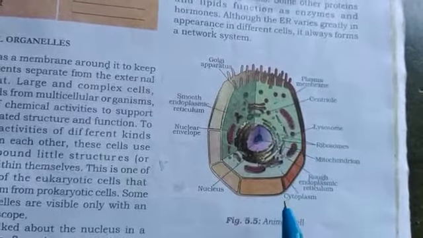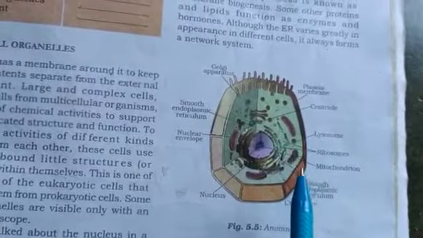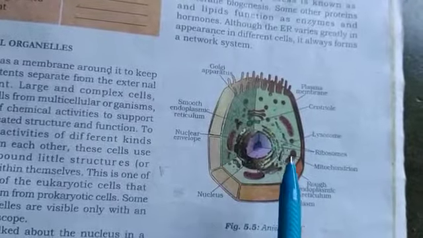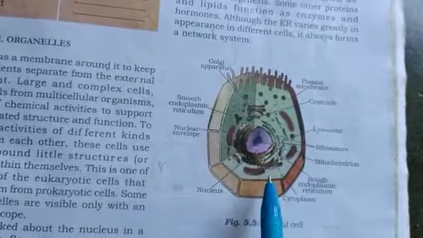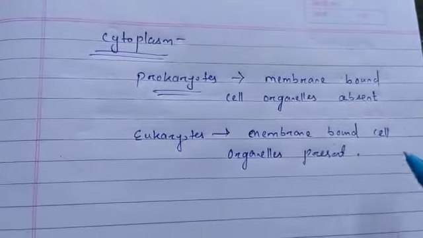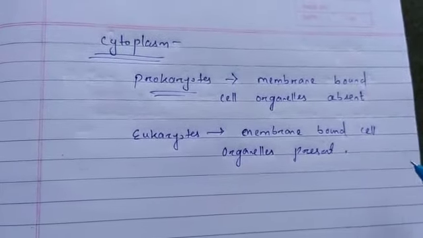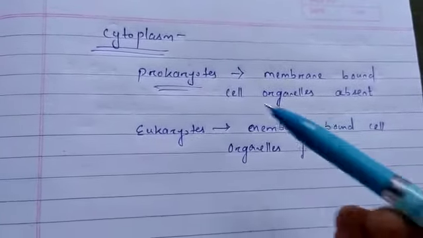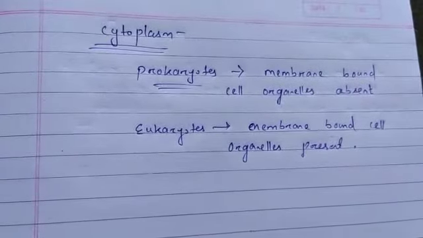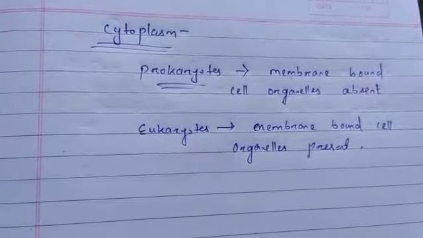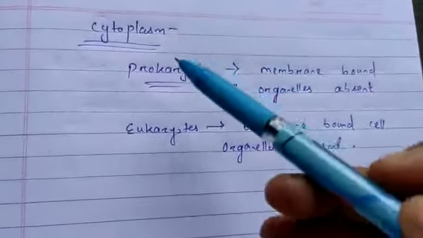In prokaryotes, some of the cell organelles are absent. Eukaryotic cells have a nuclear membrane as well as membrane-enclosed organelles. The cytoplasm is the fluid content found inside the plasma membrane or cell membrane. It contains several organelles, as you have studied already in the previous class: endoplasmic reticulum, mitochondria, lysosome, Golgi apparatus. All these are known as cell organelles present in the cytoplasm.